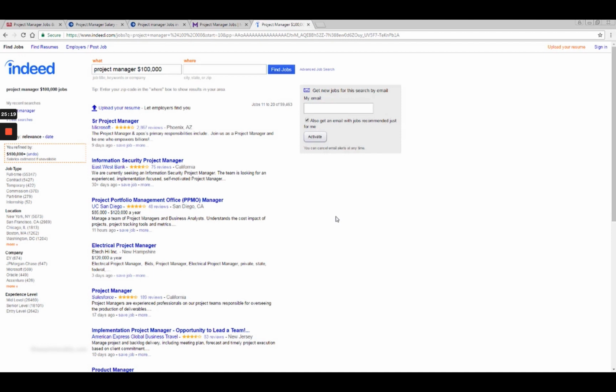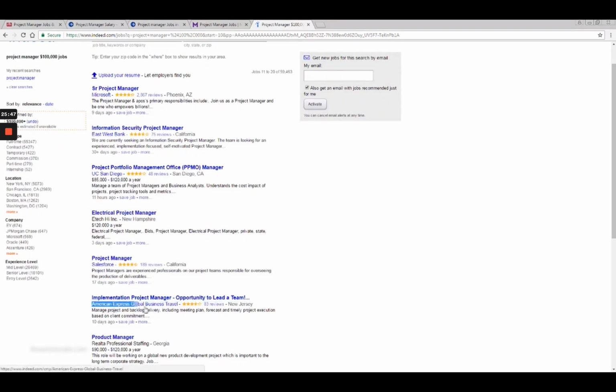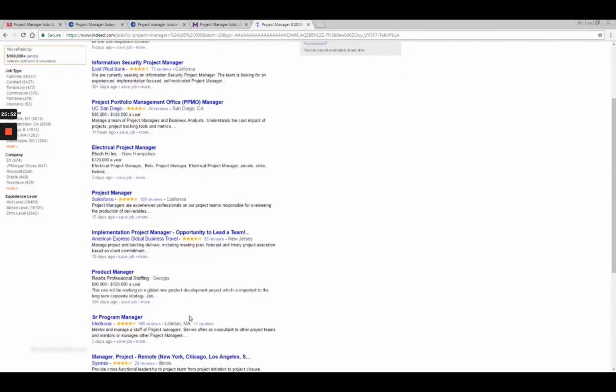And then the other really interesting thing, like I've said before, is that it's not just project management roles in technology or in construction. You find things out there across all industries. For example, electrical project manager. So this is for someone that's really technical, and 120,000 a year, it's pretty good. Salesforce project manager, American Express. So this is probably for someone working within the financial or banking industry. So you find a lot of diversity out there for project managers.